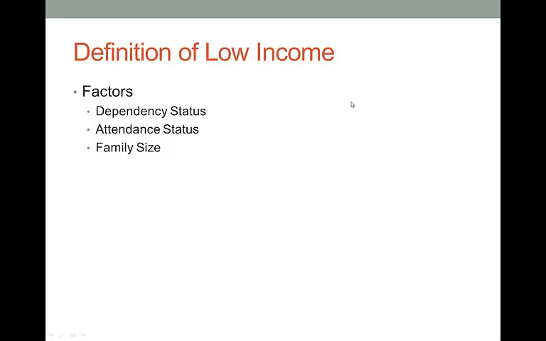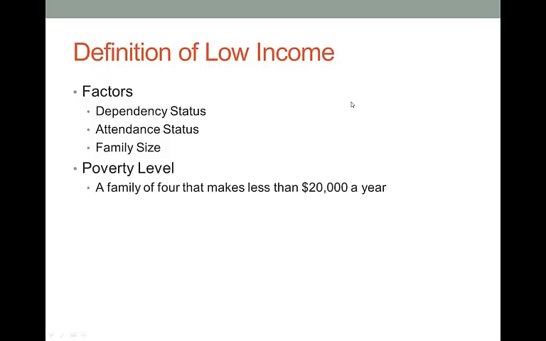The same thing as the attendance status. So how many kids are going to college? And I've already talked about the family size. So all of these different things really play into what it means to be low income. And I already talked about the poverty level as a family of 4 that makes less than $20,000.